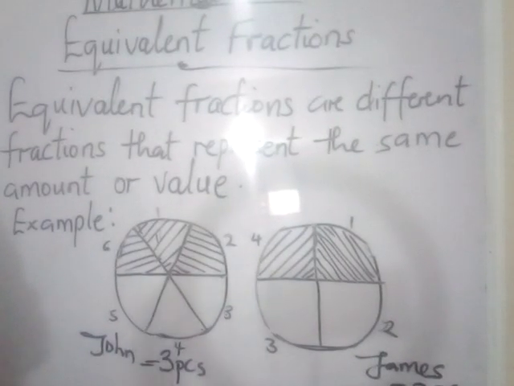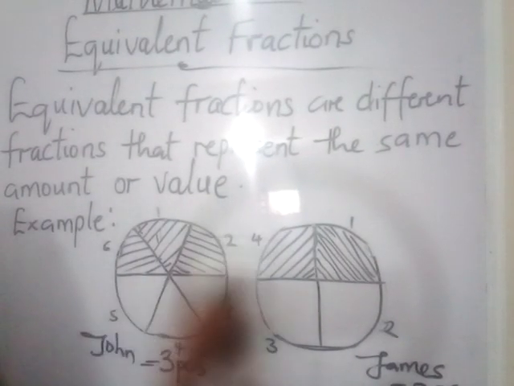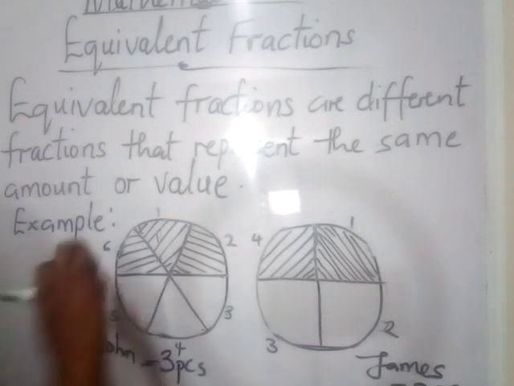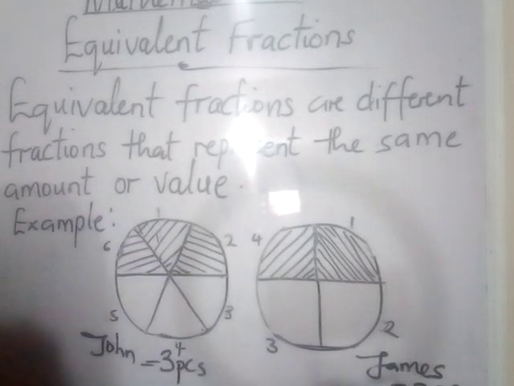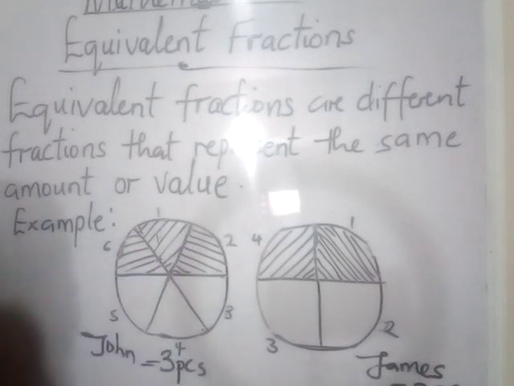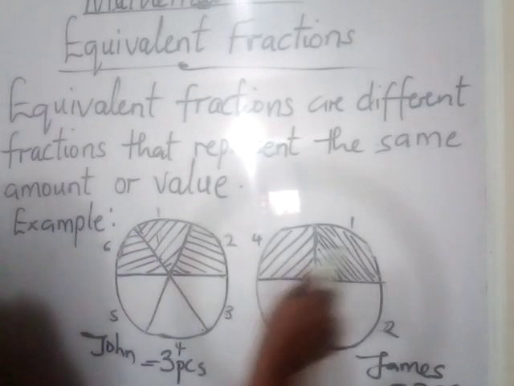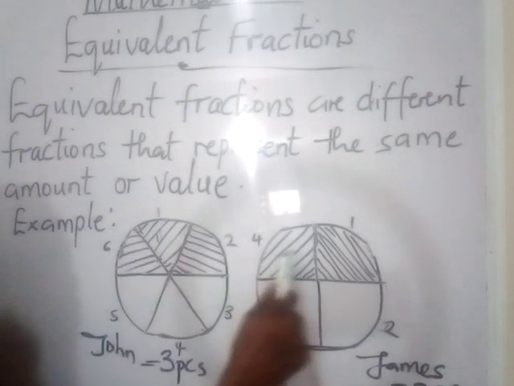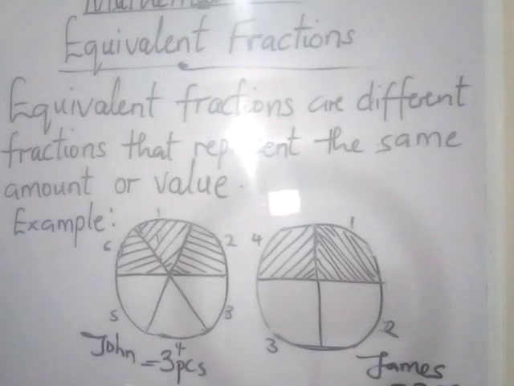But you just look at the two circles. What do you think about the actual amount of pizza that each of them gets? Do you think John got a bigger pizza than James because he got 1, 2, 3 pieces? Or do you think James got less pizza or a smaller size of pizza than John because he got just 2 pieces of pizza? If you look at them closely, you will see that the shaded parts in the two circles represent the same amount.